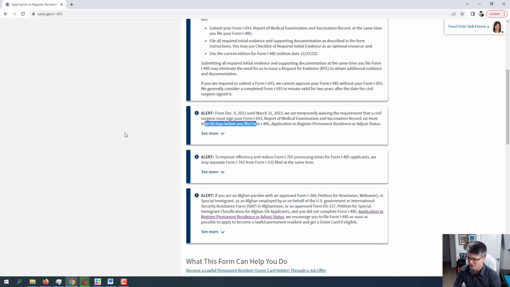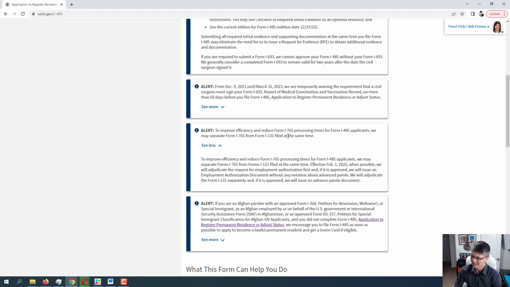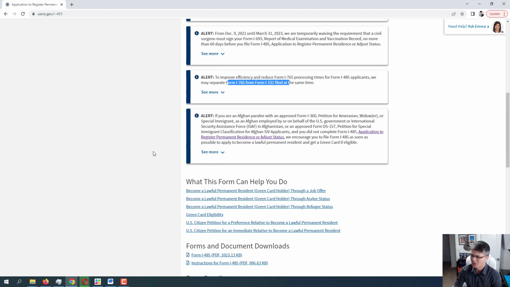Okay, so that's understandable. Another alert: to improve efficiency and reduce Form I-765 processing times for Form I-485, we may separate the form from Form I-131 filed at the same time. So that actually explains quite a lot. I have recently dealt with someone whose forms were separated. Now I know why. Okay, good, I didn't know that.